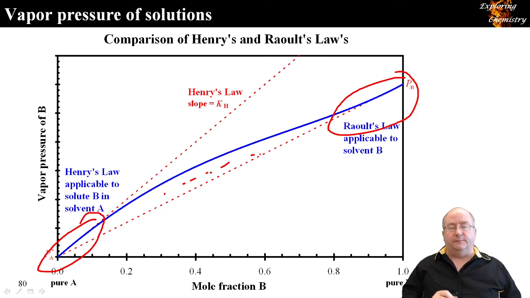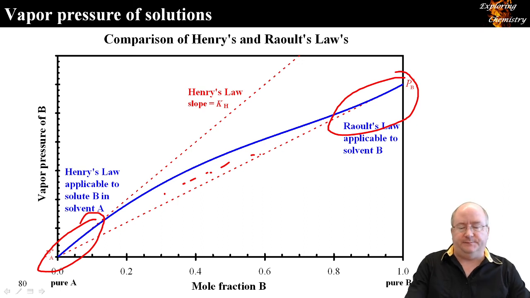even for an ideal solution. Excuse me. It would be ideal if the Henry's law constant was the slope of the pure B vapor pressure, but it's not. And if you want to know why, let's talk activities, honestly.